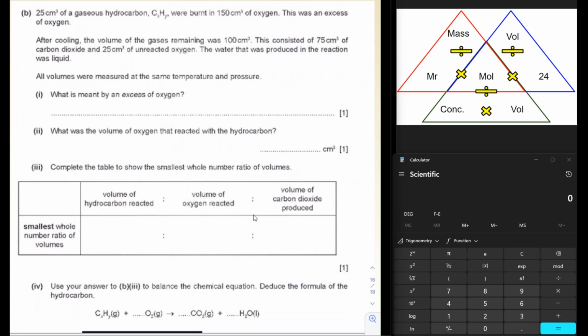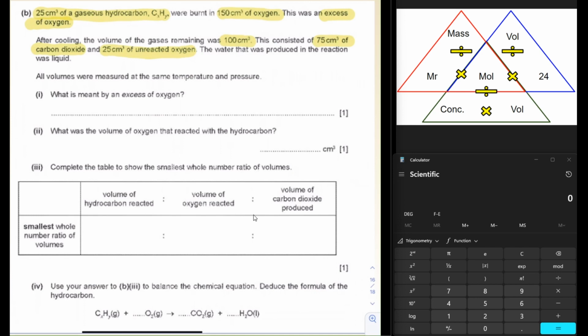Okay, so 25 centimeters cubed of a gaseous hydrocarbon, which has the formula CxHy, was burnt in 150 centimeters cubed of oxygen. It's telling us we've got an excess of oxygen, so we've got more oxygen than we can use. After cooling, the volume of gases remaining was 100 centimeters cubed overall. This consisted of 75 centimeters cubed of carbon dioxide, 25 centimeters cubed of unreacted oxygen. The water that was produced in the reaction was a liquid. So all volumes were measured at the same temperature and pressure.